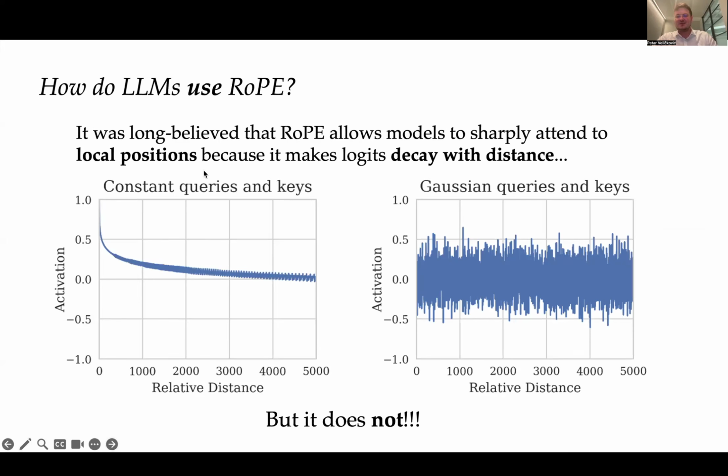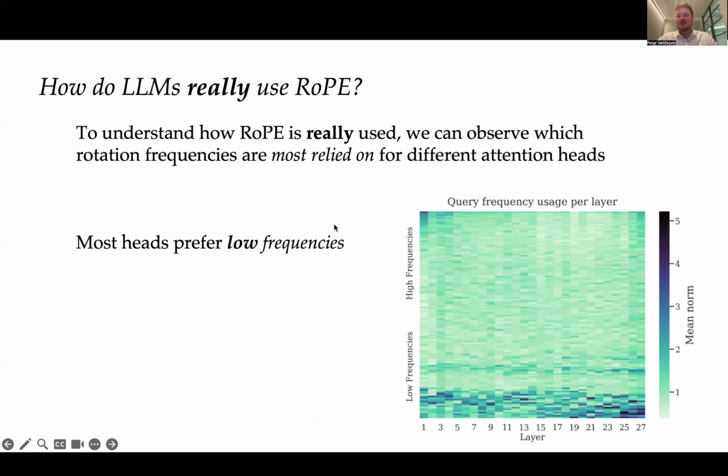And in fact, we reproduce their result when queries and keys are constant vectors. But in a more realistic setting, like if they're Gaussians, there's actually zero dependence on distance. Like there's no decay with distance. You can maximize the embedding size, activation magnitude at any distance that you want.